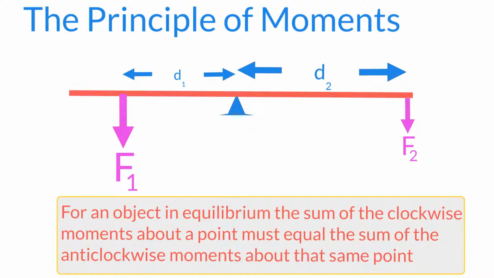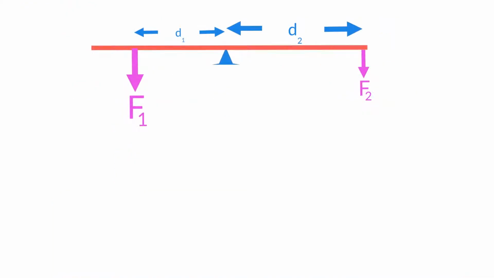So the statement of the principle of moments is that for an object in equilibrium, in other words balanced like this, the sum of the clockwise moments about a point must equal the sum of the anti-clockwise moments about that same point. So in our case the point is the pivot. What this shows is that a big force at a small distance can counteract the moment of a smaller force at a bigger distance, and vice versa.